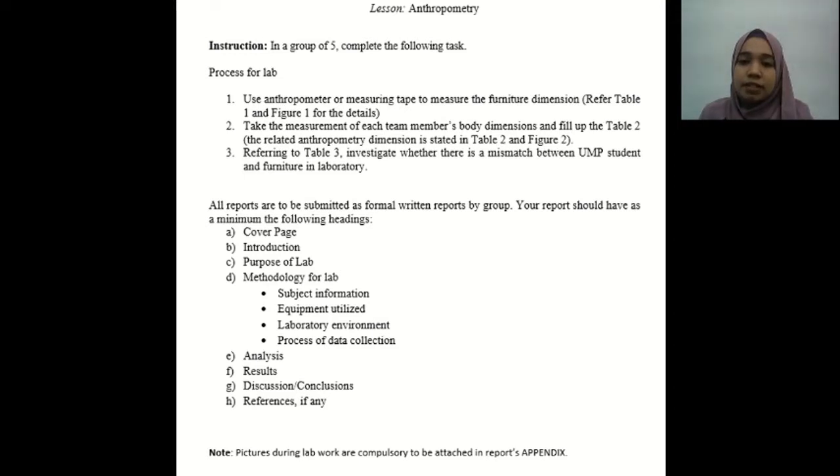All reports must be submitted as formal written reports. You have to use 12 font, Times New Roman, and include the cover page, the introduction, the purpose of the lab, and the methodology of the lab, such as the subject information that you have measured, the equipment utilized such as the measuring tape, the laboratory environment, and also the process of data collection. Then you also have to include the analysis, the results, discussion or conclusion, and the references if there is any information that you get from a website. Then you have to insert all the pictures in the appendix section.